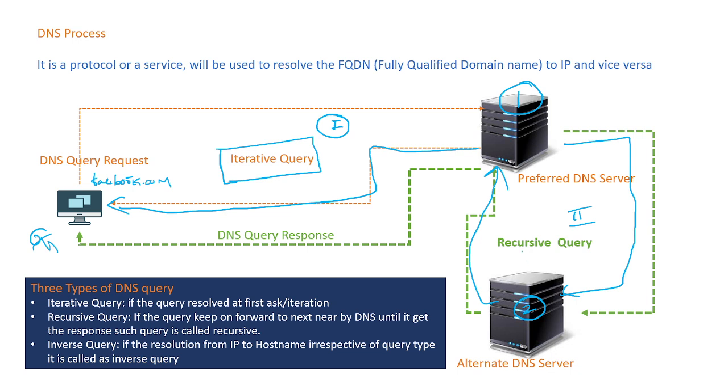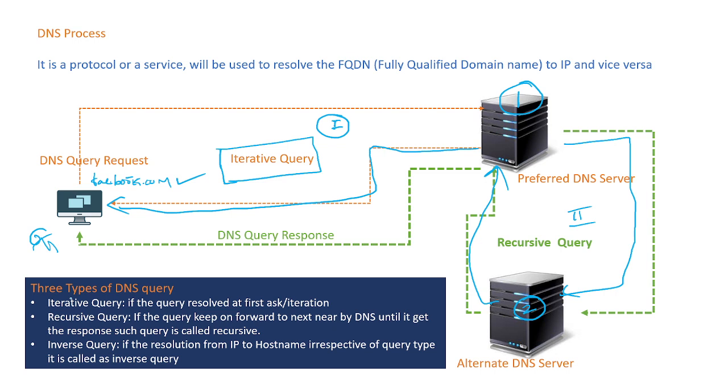Now the alternate DNS server gives the information to the preferred DNS server, and the preferred DNS server sends the information to this client machine, and then your facebook.com will open. So this is the iterative query and the recursive query. Definitely there is a question: what is iterative, what is recursive? Simple answer: if the query gets fulfilled at the first ask itself, we call it iterative. If the queries keep on forwarding to the next nearby DNS servers till it gets fulfilled, we call it a recursive query.